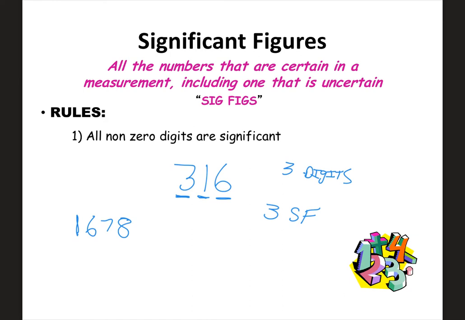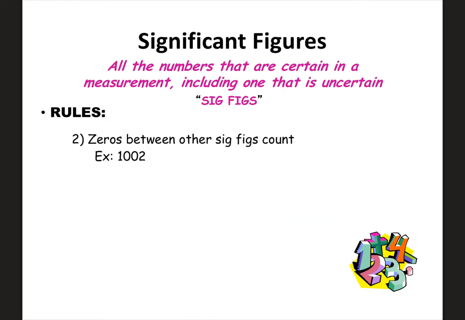Okay, so like I said, the first rule is the easiest, and literally sig figs are just counting. Okay, if you can count, you can do sig figs. The rest of the rules here for sig figs deal with zeros. When do you count zeros and when do you not? Okay, so the second rule says zeros between other sig figs count. So if you have zeros smushed in between digits that count, then you would count those zeros towards sig figs.